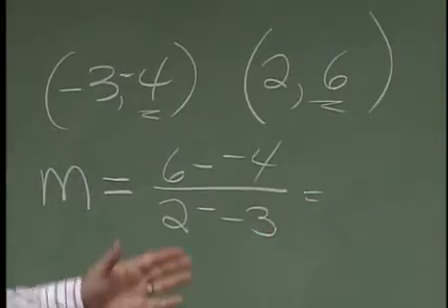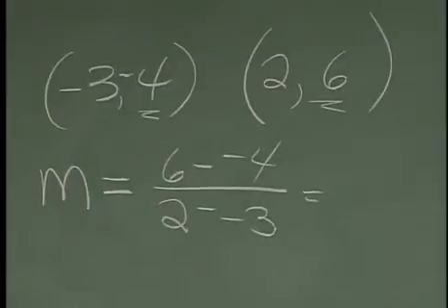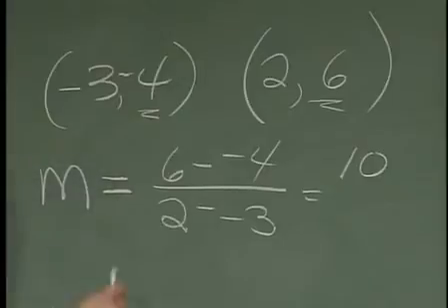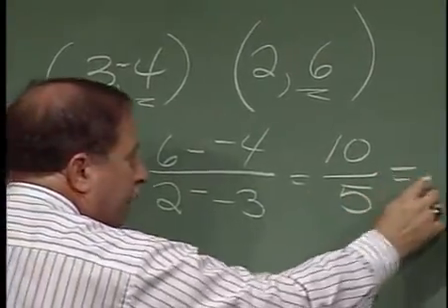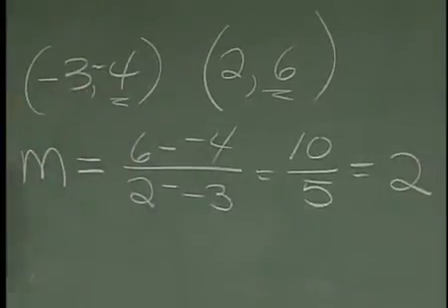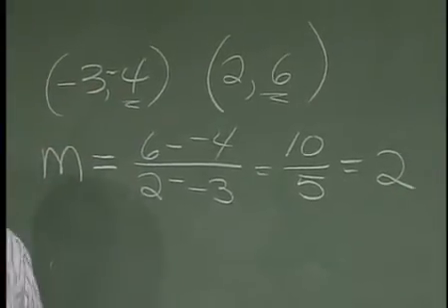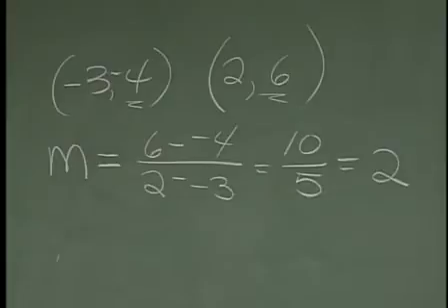Remembering back to 7th or 8th grade when you worked with integers, this is quite important. You can do this. 6 minus negative 4 is 10. 2 minus a negative 3 is 5. And 10 over 5 is 2. The slope of this line is 2.